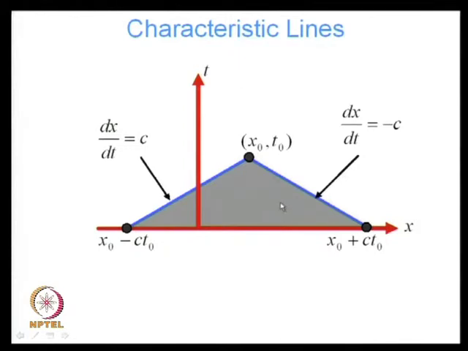If I have a point here, what will be its domain of dependence on the initial conditions? Well, I draw characteristic lines with slope of minus c and plus c. Wherever they intersect my t equal to 0 axis, those 2 points, the region within those 2 intercepts, is going to be my domain of dependence. So, the initial values lying only between those 2 points are going to affect the solution at that point.